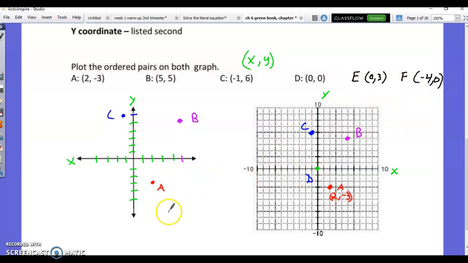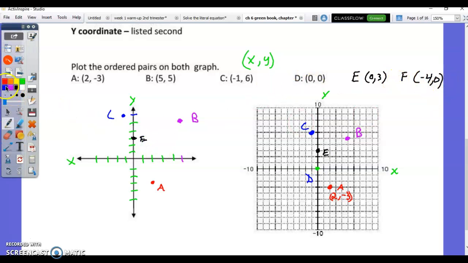So here's how we would do that. I'm going to plot E, 0 for my X, which means I don't go left or right, so it's going to be on this Y axis. And I go up 3. 1, 2, 3. I put a dot there. That would be E. 0 here. 1, 2, 3. E.